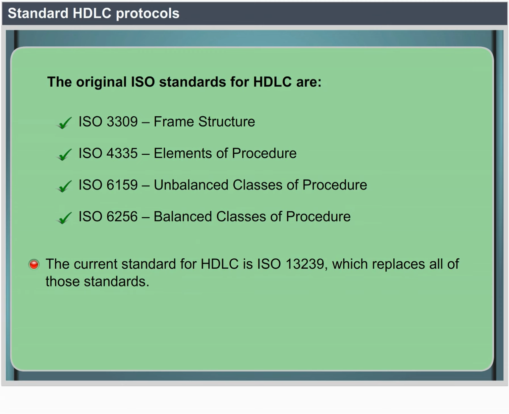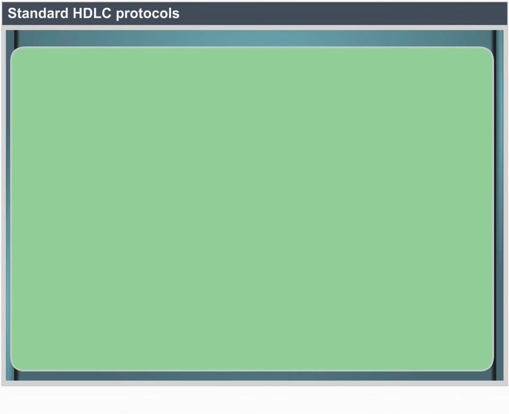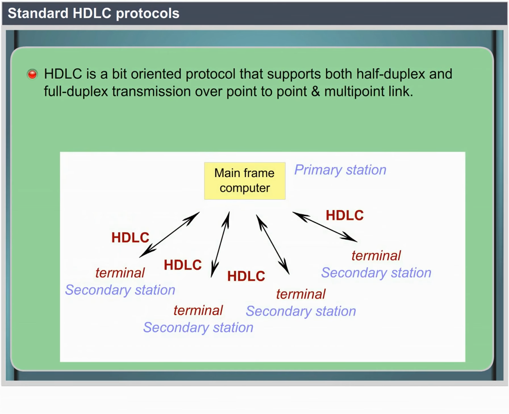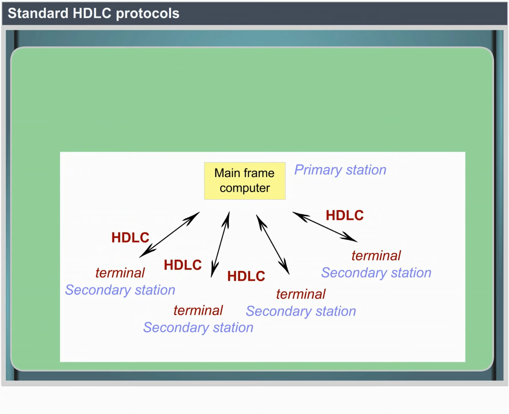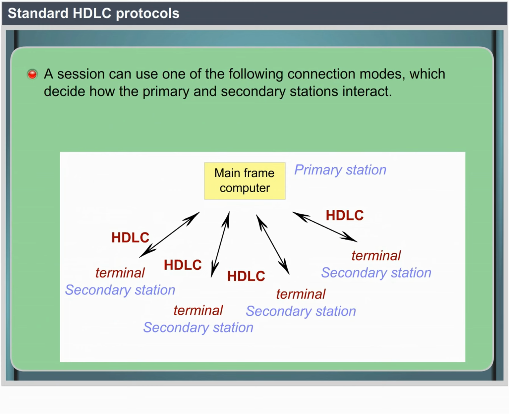HDLC provides both connection-oriented and connection-less service. HDLC is a bit-oriented protocol that supports both half-duplex and full-duplex communication over point-to-point and multi-point links. For HDLC communications, one station is designated primary and the other secondary. A session can use one of the following connection modes, which determine how the primary and secondary stations interact.